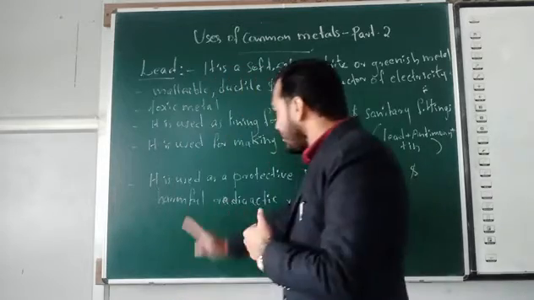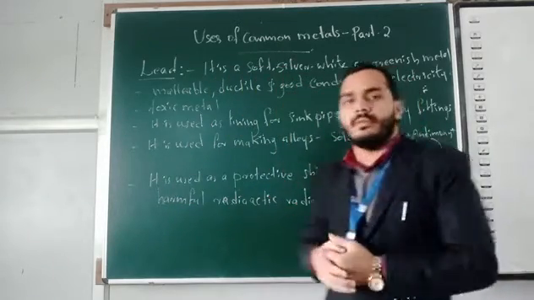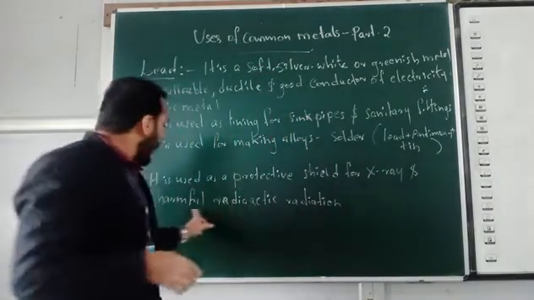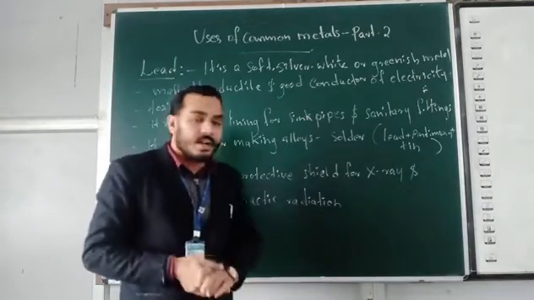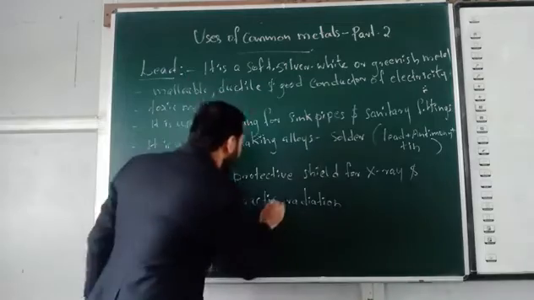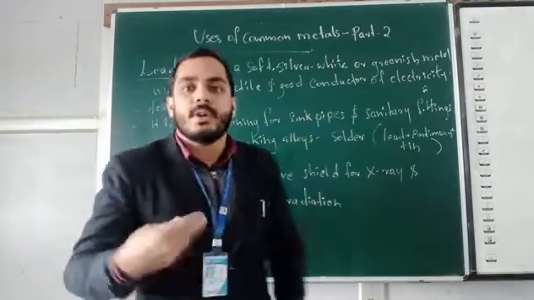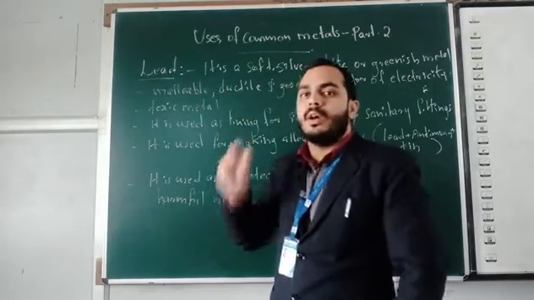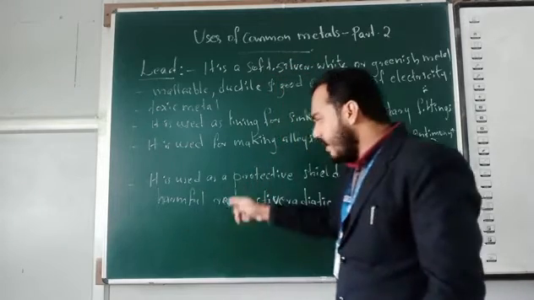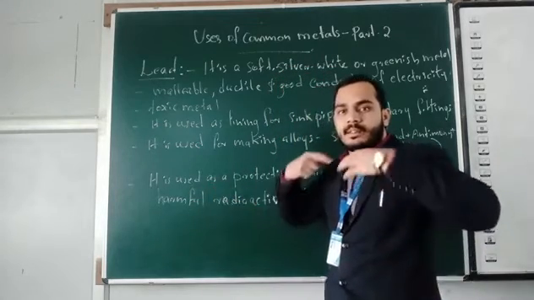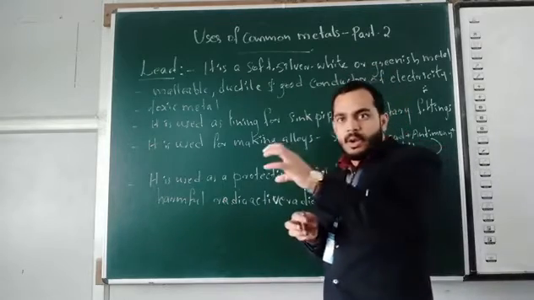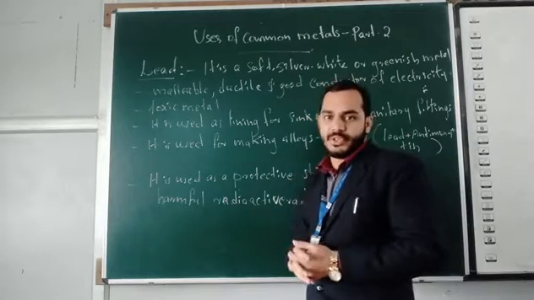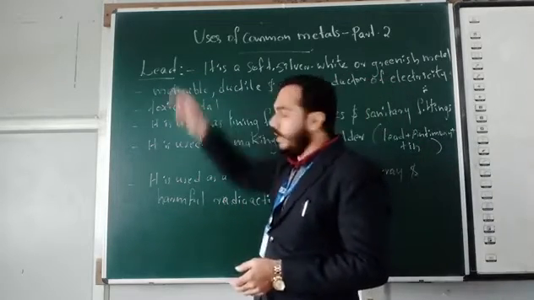Okay. Next one, it is used as a protective shield for X-rays and harmful radioactive radiation. It is also a protecting cover. As I first informed you, lead is a good absorber of radioactive radiation. That's why lead acts as a protector. So lead is helpful to us for absorbing radioactive radiation. That's why we are free from that radioactive radiation. Okay, these are the main uses of lead.